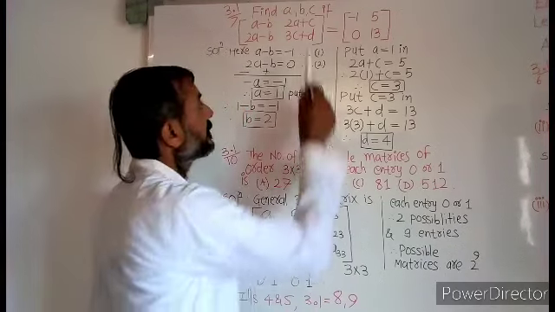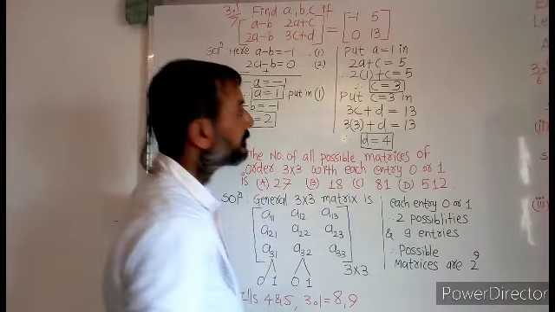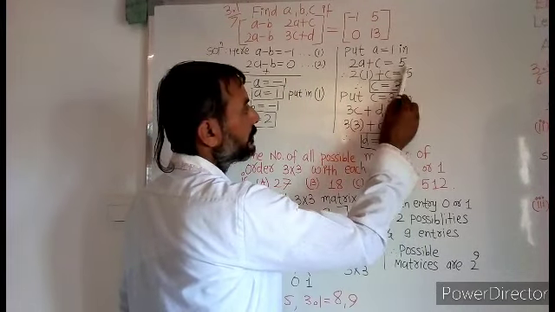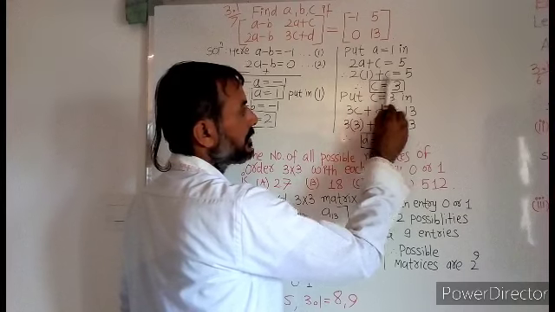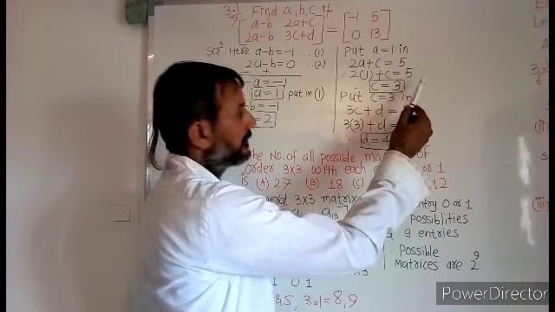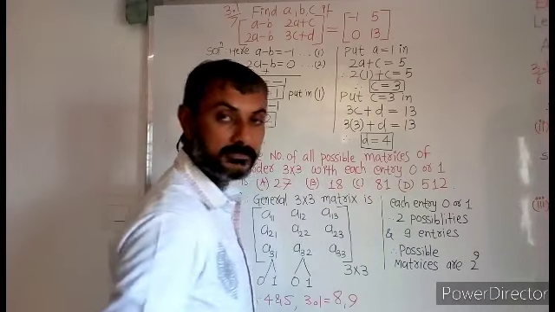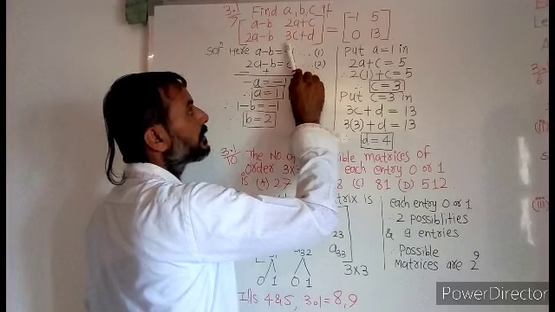Now put this value of a in another equation. What is the other equation? 2a plus c equal to 5. Put a equal to 1. So 2 into 1 is 2, plus c equal to 5. Taking 2 to the left side, subtract it from 5. C equal to 3.